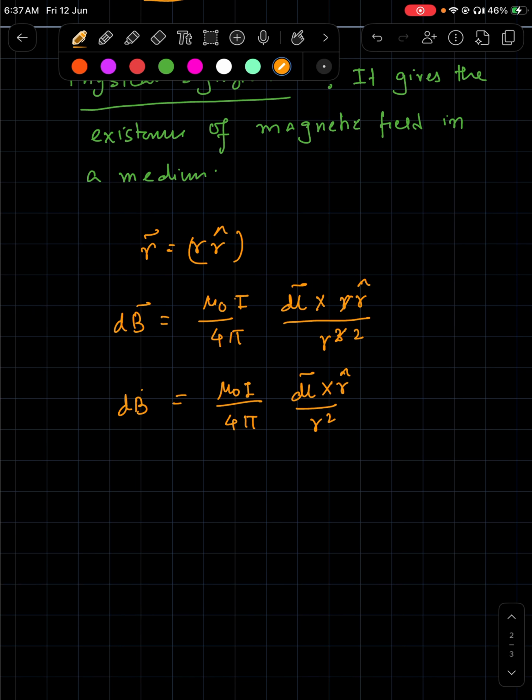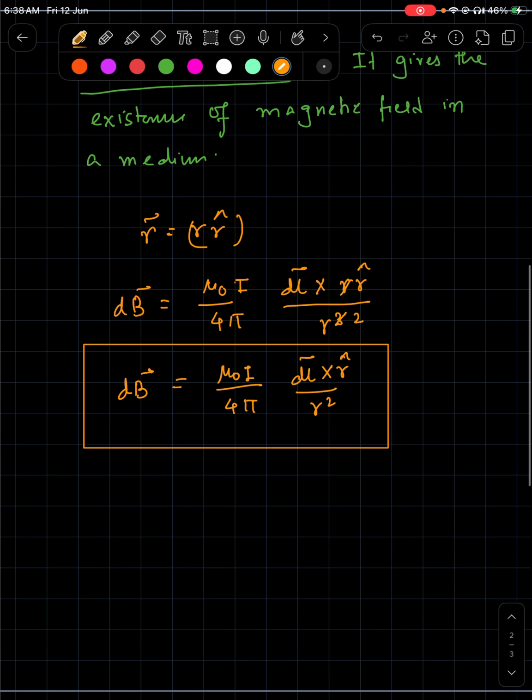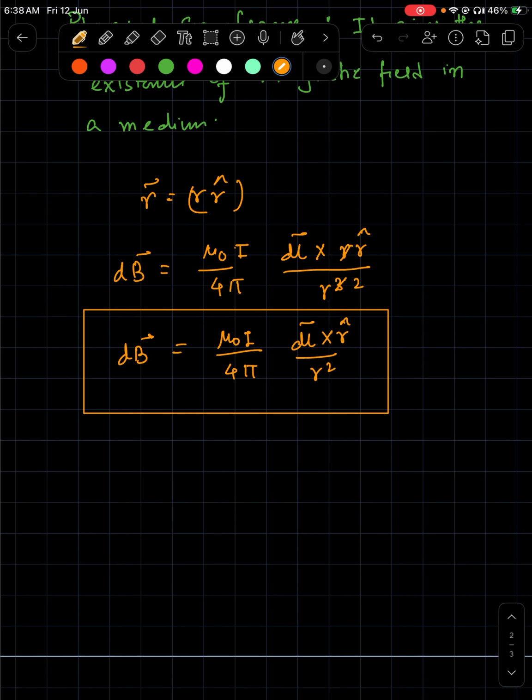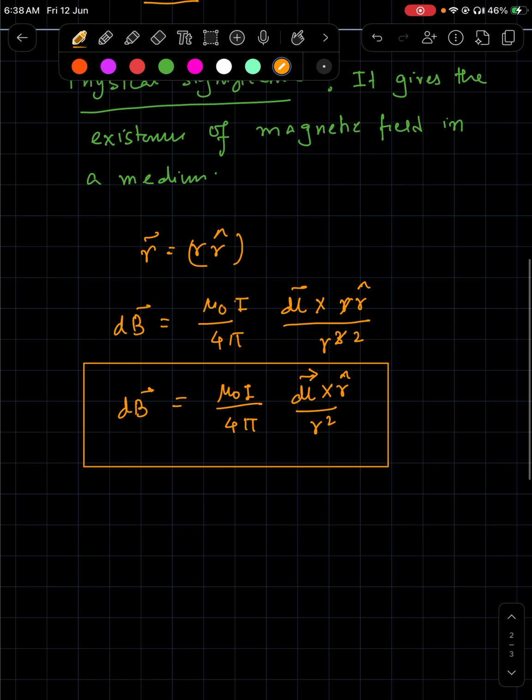So this is dB. You can write the first expression or the second expression as you wish. It does not hamper anything. So there is a second form of the Biot-Savart law. I cannot really call it a second form because it is a simplification of the first one, right? I'm just putting r into r cap. So now our target is to find the magnetic field due to the total wire.